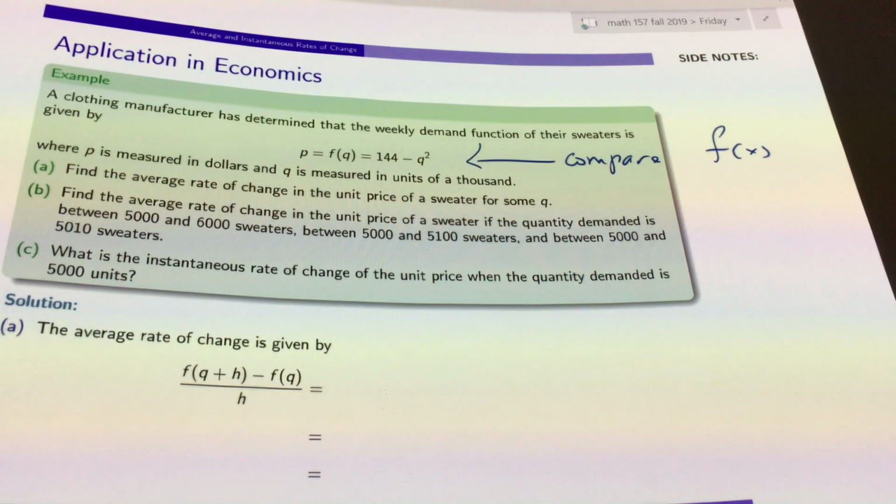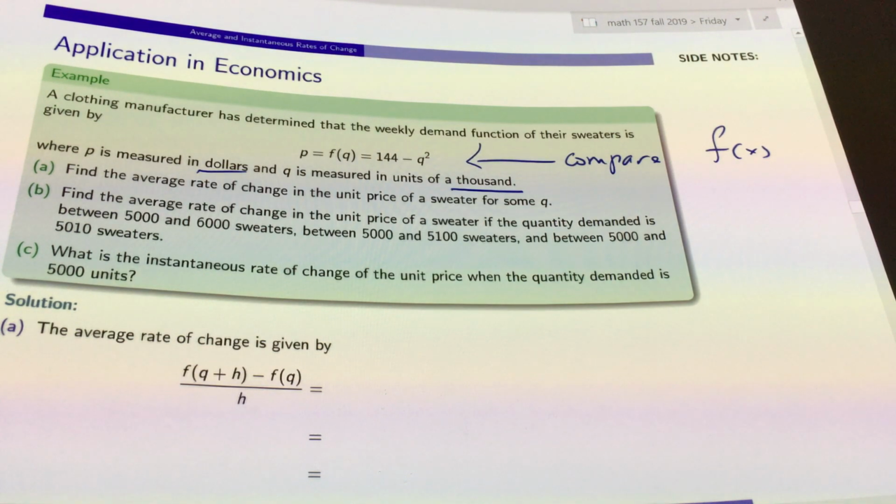Okay, what I want to find out, so P is the measure in dollars, and Q is actually measured in the 1,000 units. So if Q is 1, then 1,000 units. I want to find the average rate of change of the unit's price. I want to study how the price is affected by the quantity change. Okay, so I want to find average values. Now this didn't give you a particular interval, so it's quite general.